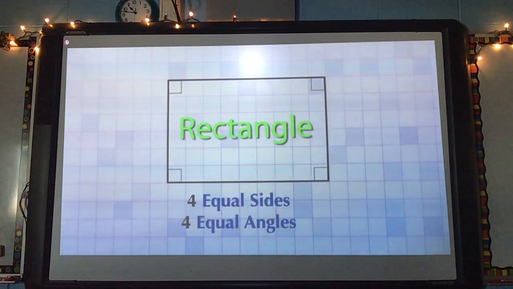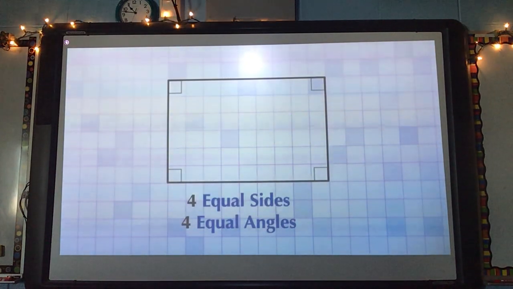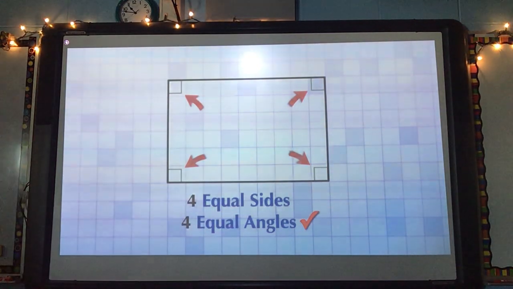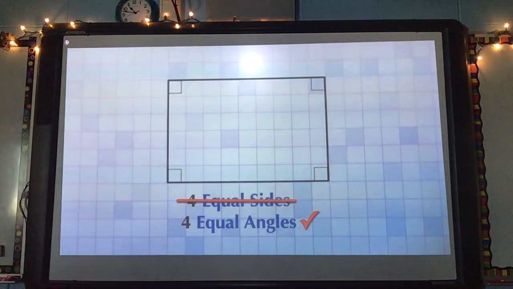A rectangle is a quadrilateral that still has 4 equal angles. Notice that when we stretch the square, the angles didn't change at all, but it does not have 4 equal sides. Again, notice that just like a square, a rectangle is made from 2 pairs of parallel sides.